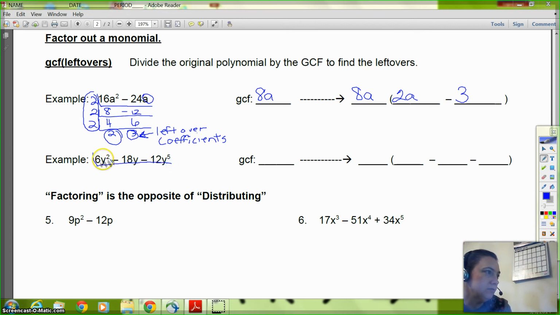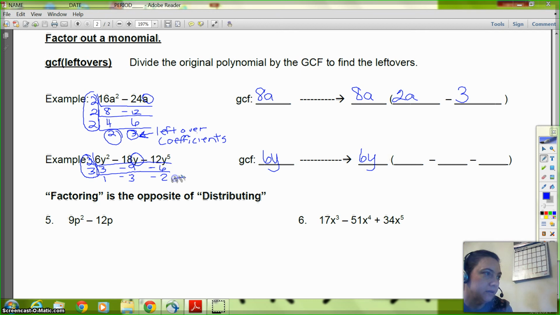The next example, they're all even, so I can divide by a 2, and I get 3, negative 9, and negative 6 left over. And then I can divide all of those by 3, and I get 1, negative 3, and negative 2. So I'm going to be dividing out a 6. And then I'm going to look at my exponents. I have a 2, a 1, and a 5. So that means the 1 is the one they have in common. So they have at least one y in common, and so 6y is going to come out on the outside. That's their greatest common factor.